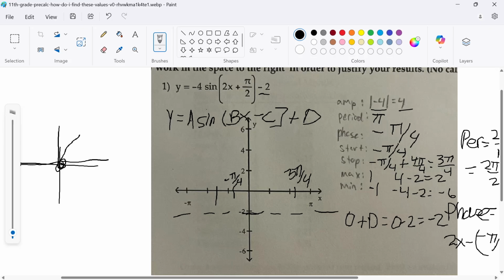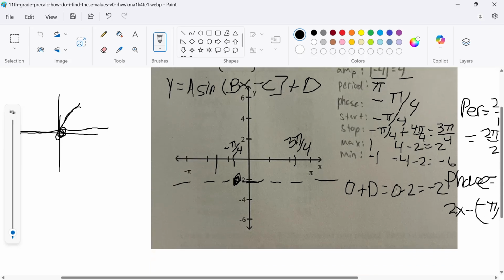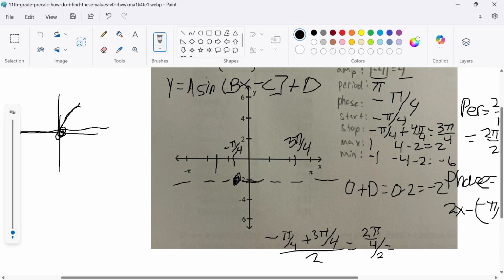So at the start point, it's going to start at the midline. Now normally it goes up, but this one is flipped because of the negative 4, so it's going to go down. Where does it go down? Well, let me find halfway between negative pi over 4 and 3 pi over 4. Negative pi over 4 plus 3 pi over 4, I just add them, and then I'll divide by 2. That's 2 pi over 4 divided by 2 equals pi over 4. So that's the halfway point between them.